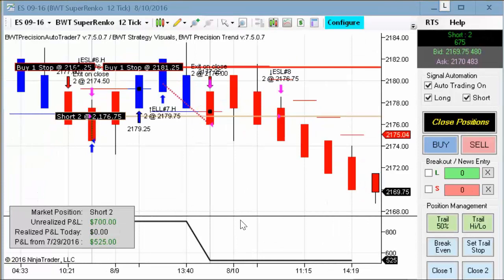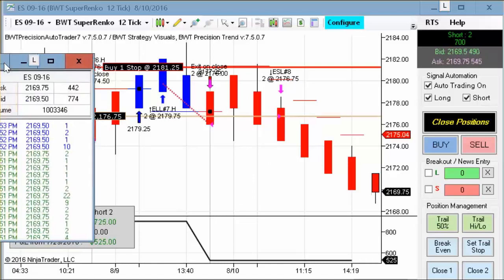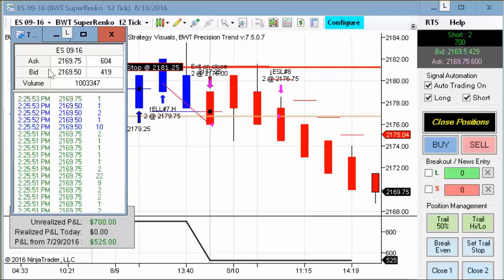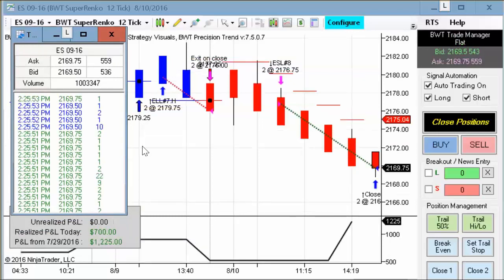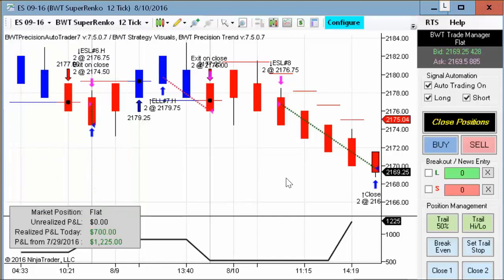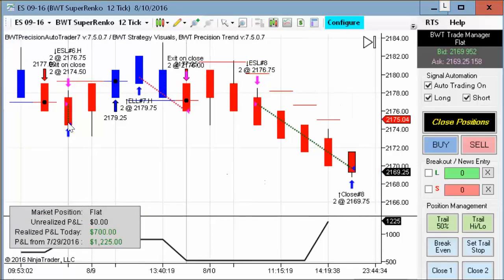Okay, next up is the Emini SP on the Super 12 tick, and again, this is a live trade, and here's our entry at 2176.75. I want to bring over the time and sales again. So for anyone that questions whether this is a market replay, we just saw the trade close right here just now, and it closed at 2169.75.